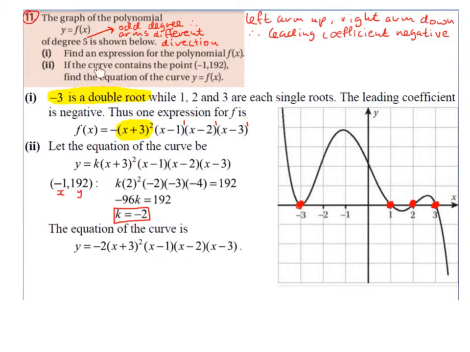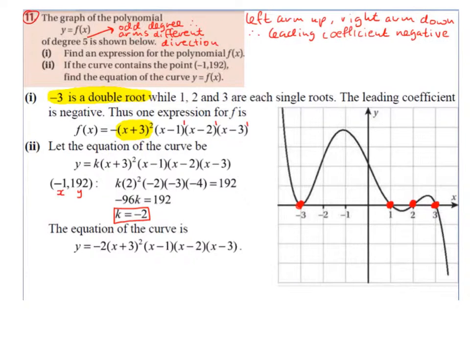Part 2. If the curve contains the point minus 1, 192, find the equation of the curve y equals f of x. So what we're going to do is let k be in front of our polynomial. So we're going to let the equation of the curve be y equals k times x plus 3 squared times x minus 1 times x minus 2 times x minus 3. You don't have to let it be k, you can choose any letter once it's not x or y. We're then going to take our point minus 1, 192 and label it as x and y. And then we're going to substitute into our equation of the curve, swapping the x values for minus 1 and the y value for 192.